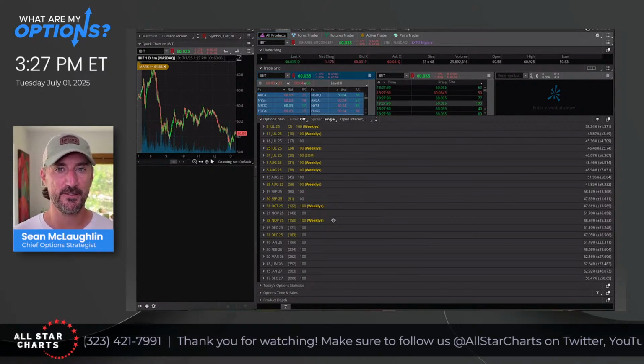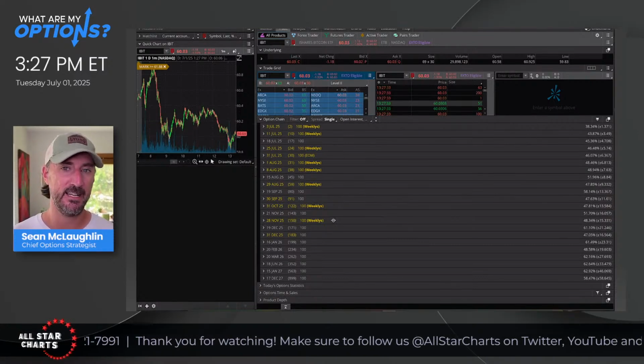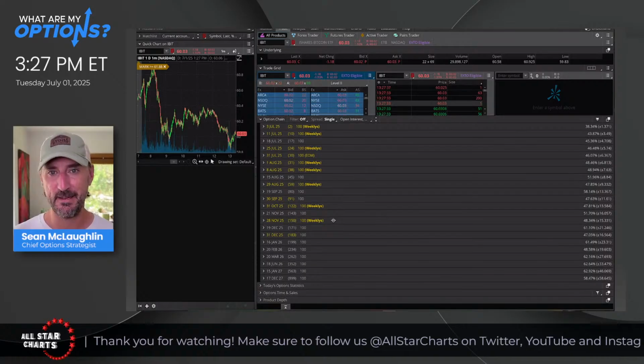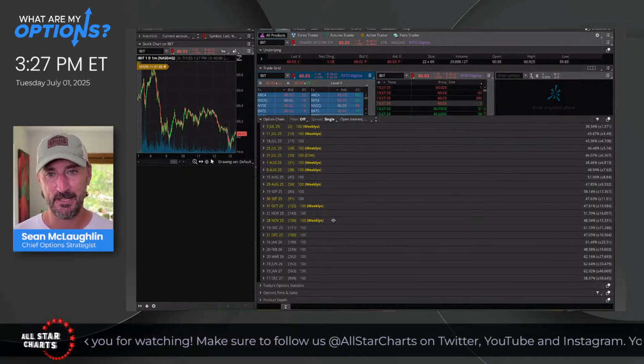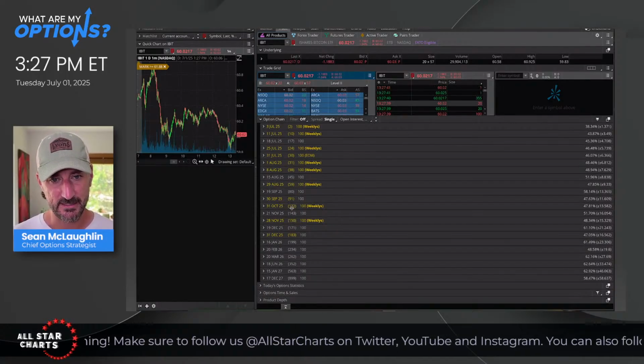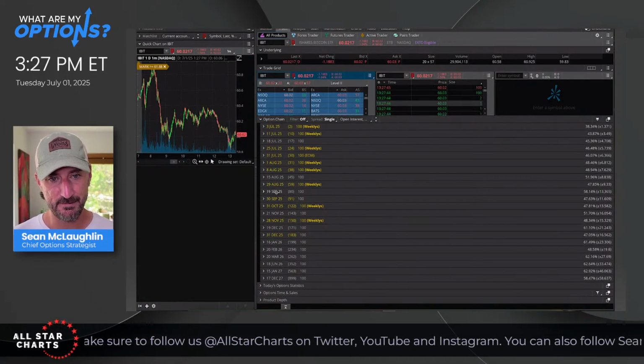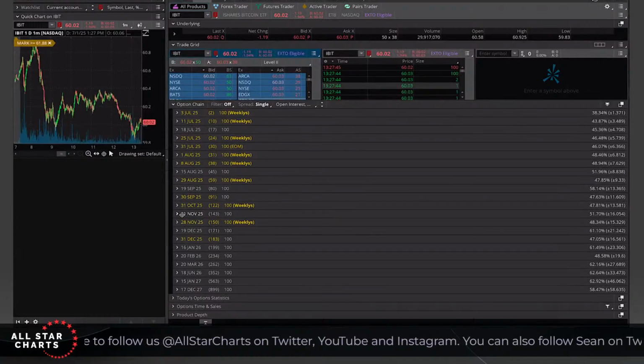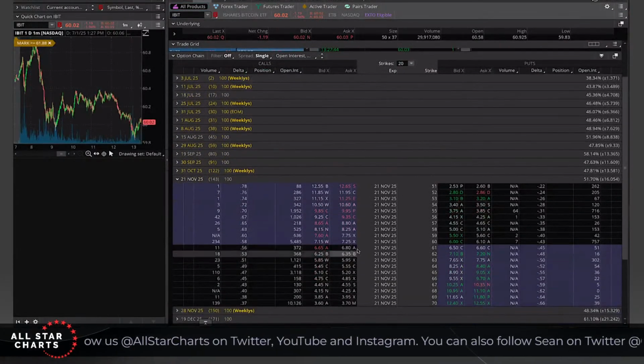That's where the institutions play. That's where the hedge funds play. The big players, they play in the monthly options. So that's what I like to do. So since we only have September or November to choose from, let's choose November. Let's look in the options chain here.